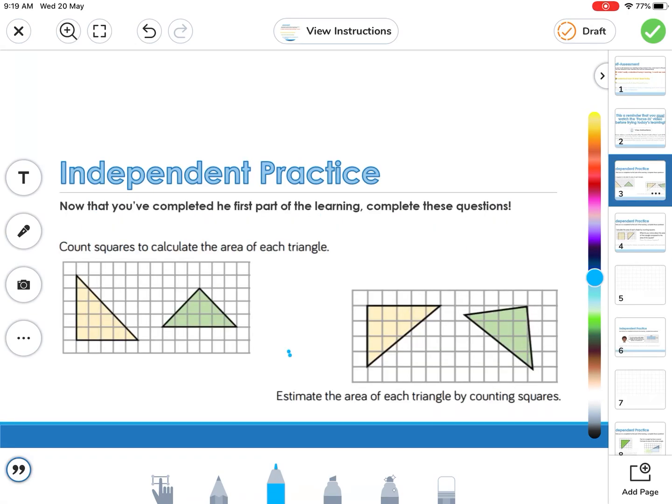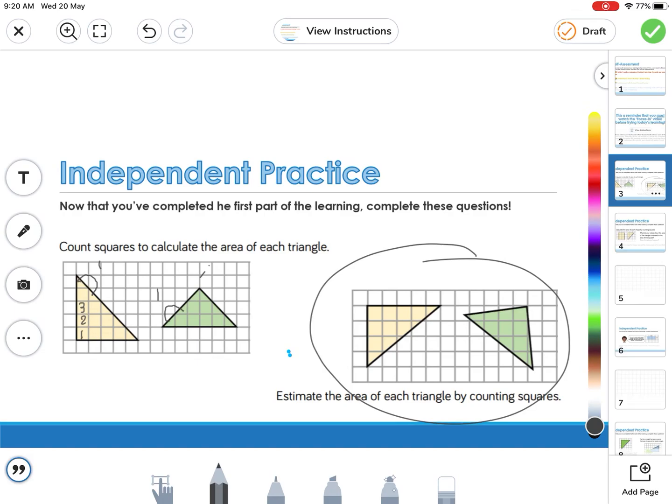Okay, independent practice. So for this one here, you just need to count the squares inside the triangle. So 1, 2, 3, and so forth. Remember, a half and a half will make one square. Also the same here when you come on to this one. Over here, you need to estimate, okay?